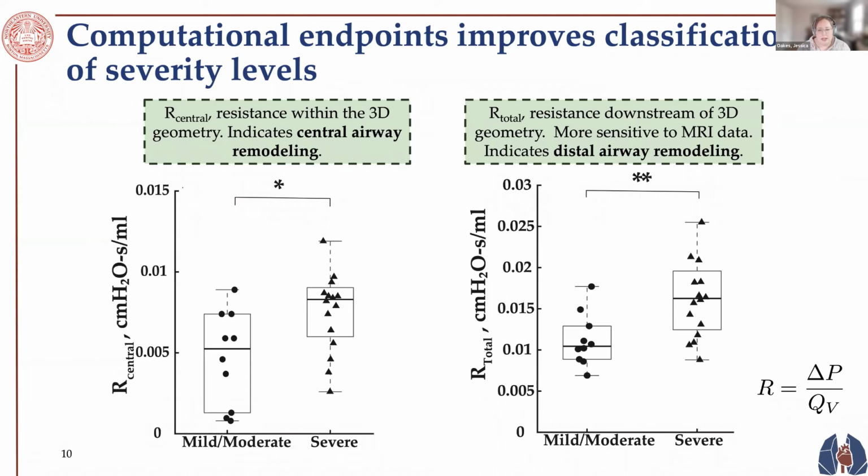Looking at total resistance, so this is the resistance of the distal airways plus the central airways. The total resistance also was higher in the severe subjects compared to the mild moderate.